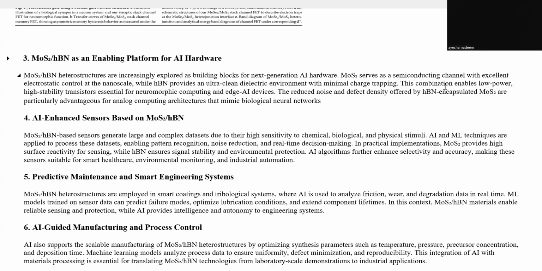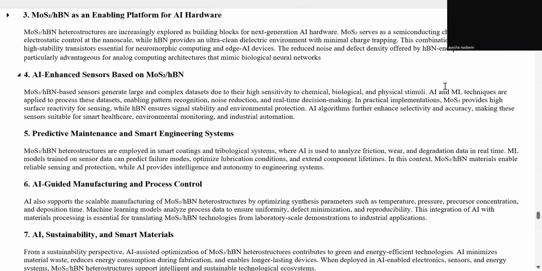It includes molybdenum disulfide and hexagonal boron nitride heterostructures employed in smart coatings and tribological systems, where AI is used to analyze friction, wear, and degradation data in real time. Machine learning models trained on sensor data can predict failure modes, optimize lubrication conditions, and extend component lifetimes. In this context, molybdenum disulfide and hexagonal boron nitride materials enable reliable sensing and protection, while AI provides intelligence and autonomy to engineering systems. The sixth one is the AI guided manufacturing and process control.